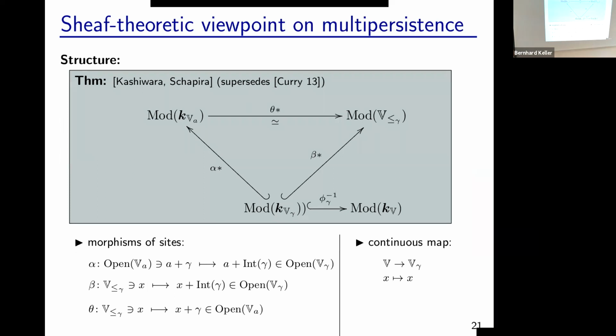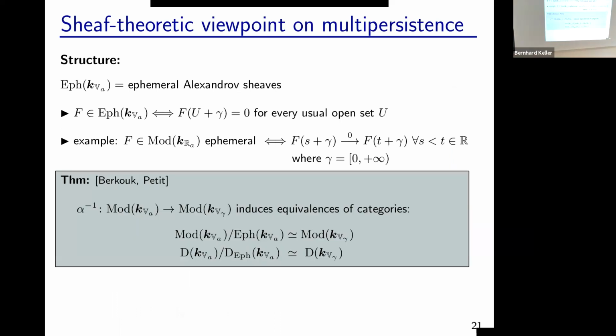So this is how things are connected. You start from these Euclidean sheaves with a condition on the microsupport, then you send them to the gamma sheaves, and then to the non-ephemeral Alexandrov sheaves. And then you can go to the persistence modules that are not ephemeral. And you get the connection this way.